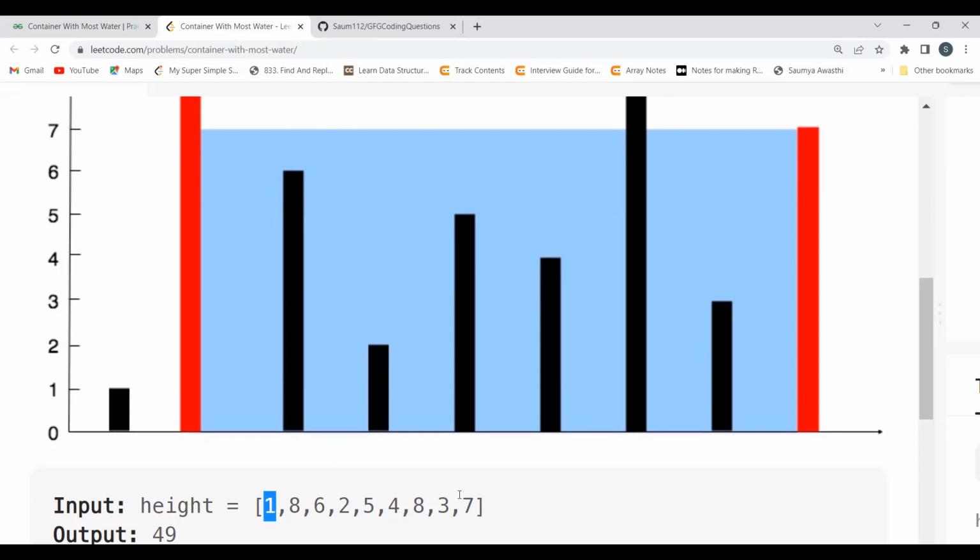We cannot take 7, right? Because how will water be stored, right? We have to take the height of the smaller one, a smaller vertical line. It means 1 we are going to take, right? So what would be the area?